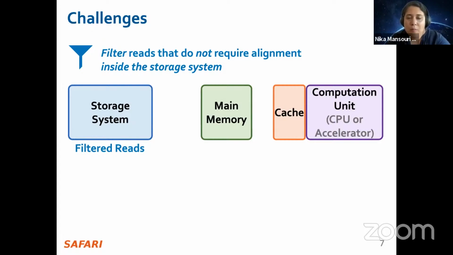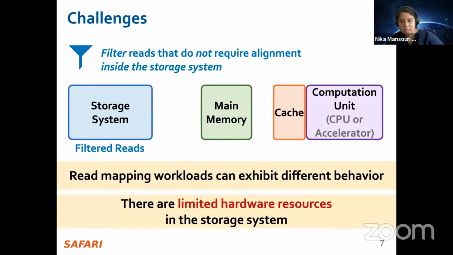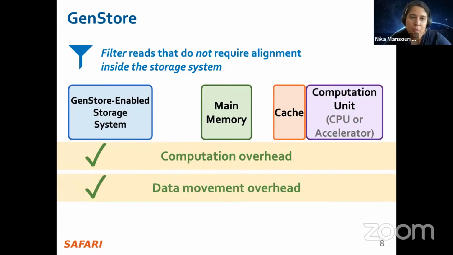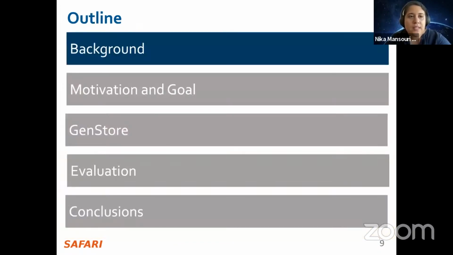However, filtering reads in a modern SSD can be challenging due to different behavior across read mapping workloads and limited hardware resources available inside the SSD. By addressing these challenges, we propose GenStore, which is the first in-storage processing system designed for genome sequence analysis to reduce both computation and data movement overhead. GenStore provides high performance and energy benefits compared to state-of-the-art hardware and software baselines. So that was a summary of my talk.